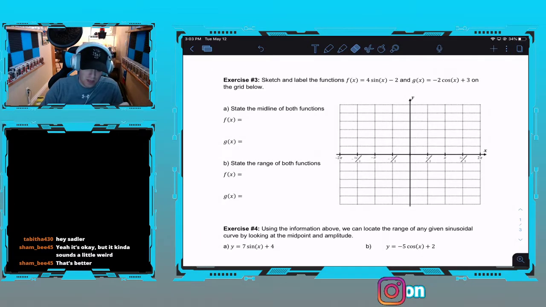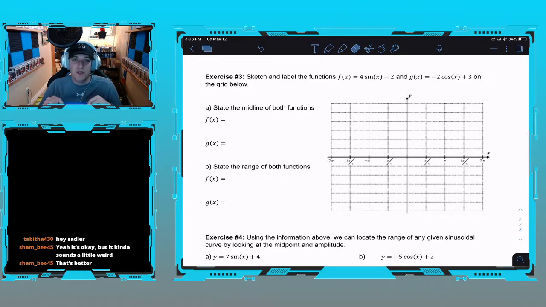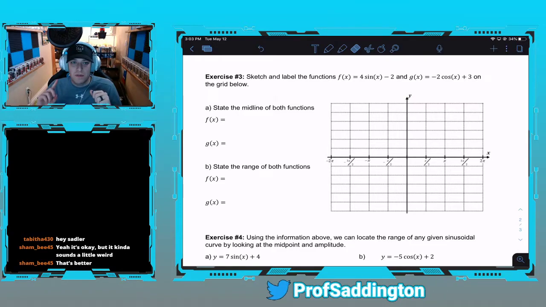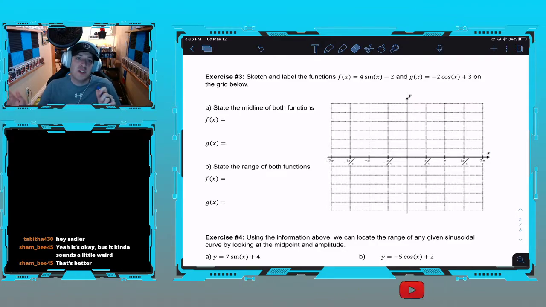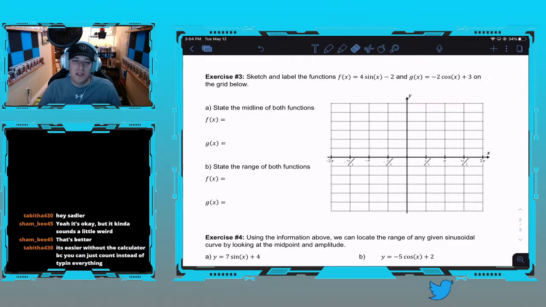Okay? So, exercise number 3 says sketch and label the functions f of x and g of x on the grid below. So we have 2 different functions. The first thing I'm going to do before we go into the sketches, I want to make sure that we can identify the midline of these functions and the range of these functions. And you know what I'm going to do? I'm going to do the midline first. I'm then going to graph it, and then I'm going to do the range. I think that's how I'm going to do it.